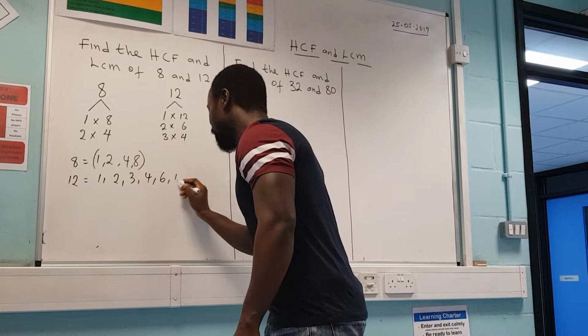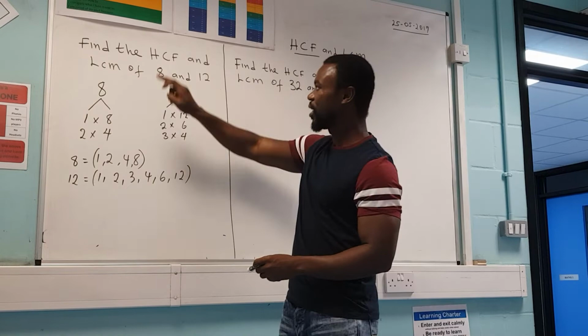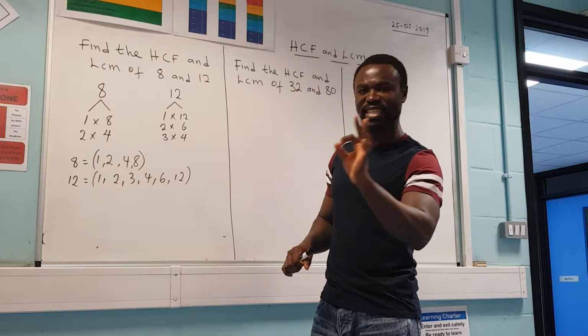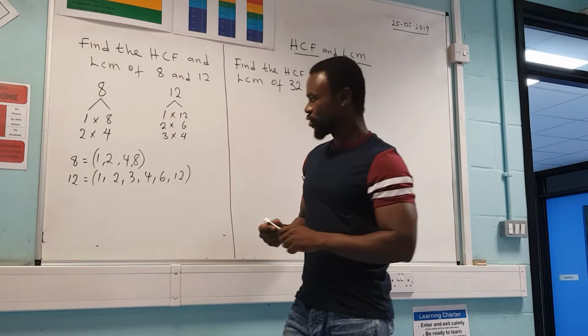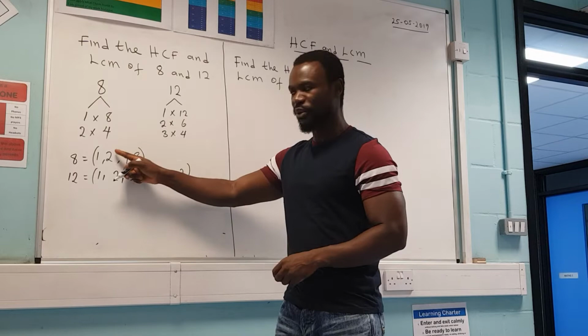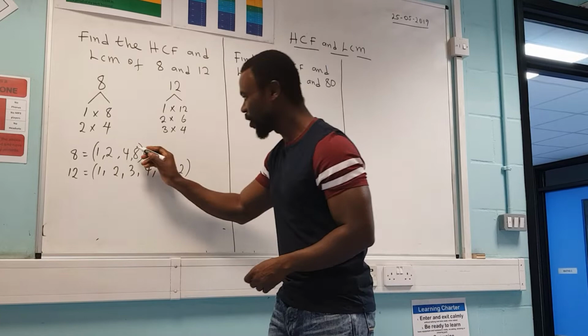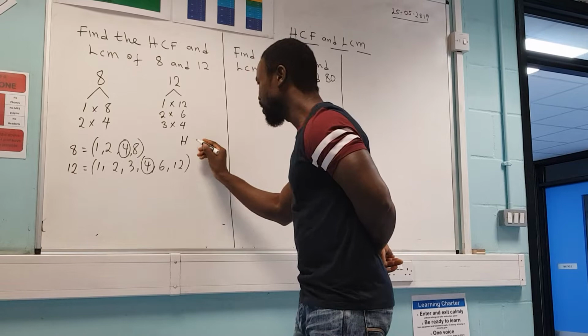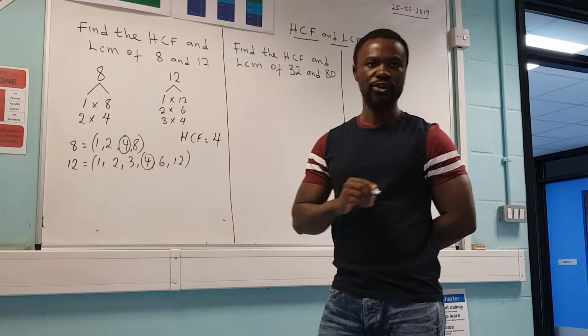To find the highest common factor, look at the factors here and look at the factors here. What is the biggest number that you see in the 8 and the same number is in your 12? When I look at this, we have 1 and 1, 2 and 2, 4 and 4. There is 8, but we don't have any 8 here. There is 3, there is no 3 here. So among the common ones, 1, 2, and 4, the highest one we can see is 4. So in this case, my HCF, the highest common factor, equals 4.